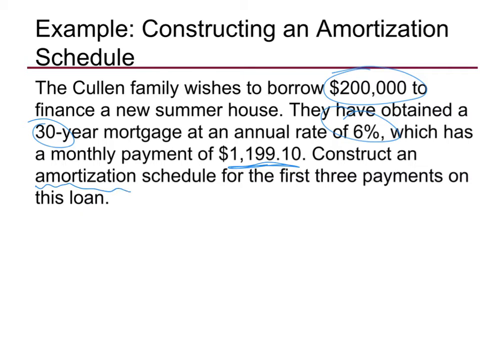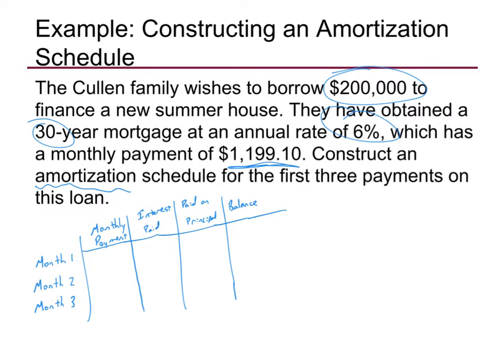And now you see this little chart that I just wrote out, added onto the screen. This is how it is best to set up the look of our amortization schedule. So we've got our 3 months going down the side. We'll fill in the monthly payment for each of those 3 months. Then we'll calculate the interest that is paid on the loan, subtract that off and get what's paid on the principal, and then find the new balance of the Cullen's mortgage after each payment. So that's the process.